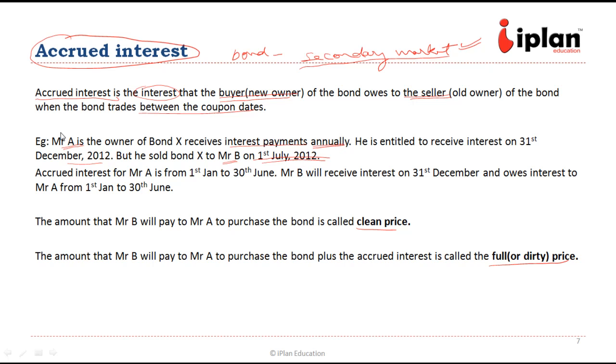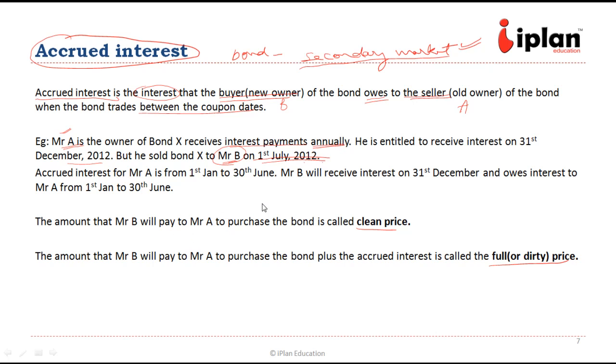Now in this case, Mr. A was holding the bond for the first 6 months, but Mr. B is going to receive the coupon at the end of this year, 2012. On 31st December 2012, Mr. B is going to receive the whole coupon for the whole year, because of which the new owner, Mr. B, owes the 6-month accrued interest to the old owner or the seller, Mr. A. So that is the difference which has to be paid by the new owner to the old owner.